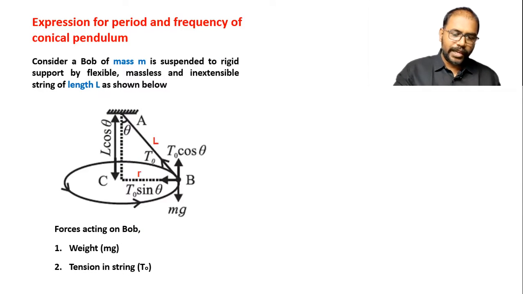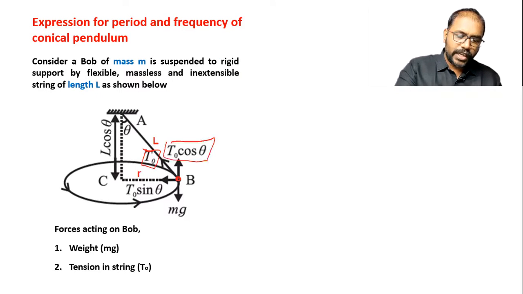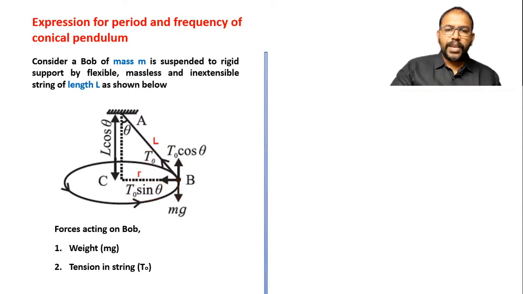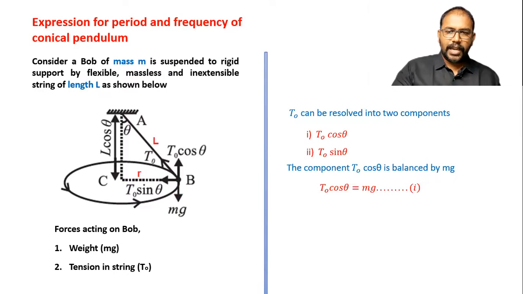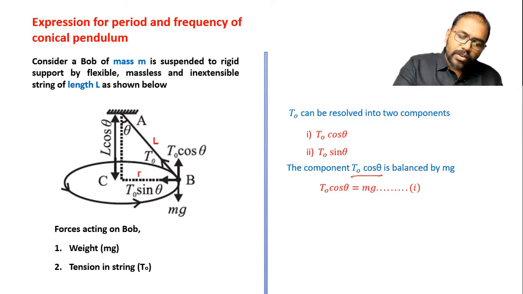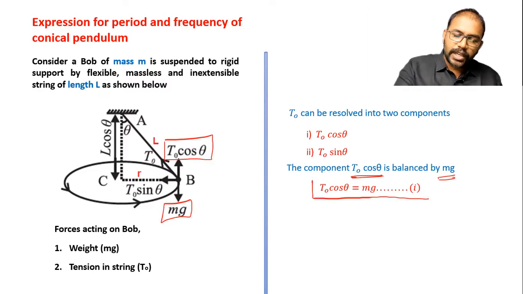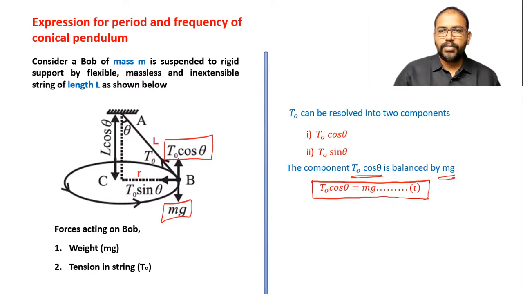You can see the component diagram here. This is the tension T0. It is resolved into T0 cos theta and T0 sin theta. This is the radius, and this is the weight mg, which acts in the downward direction. T0 is resolved into two components, and the component T0 cos theta is balanced by mg. They balance each other, so we get equation number 1: T0 cos theta is equal to mg.